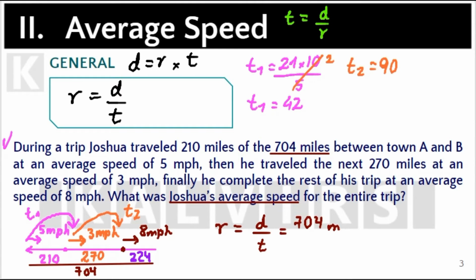And for time 3, it must be 224 divided by 8. And this is 28 hours. So, how many hours did Joshua travel to cover the 704 miles trip?